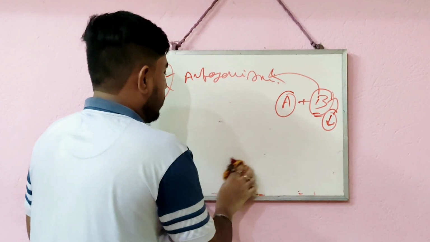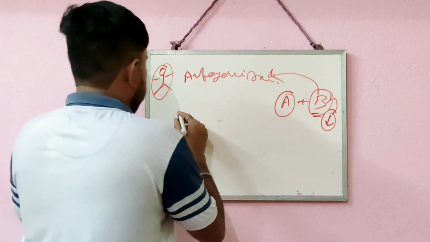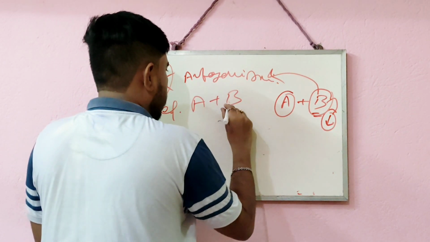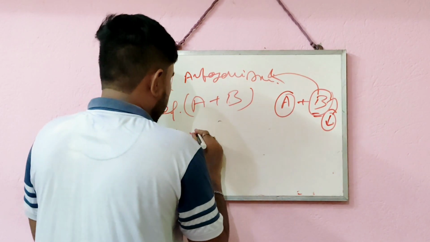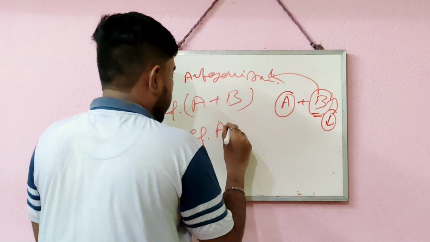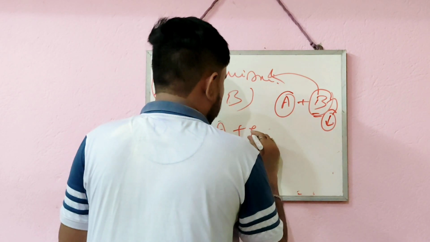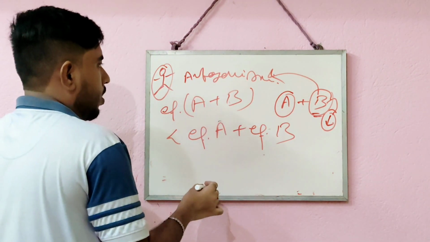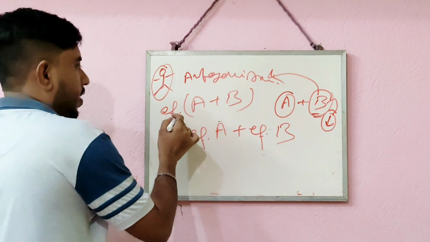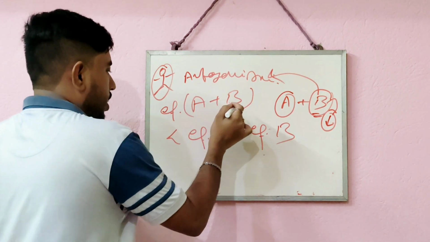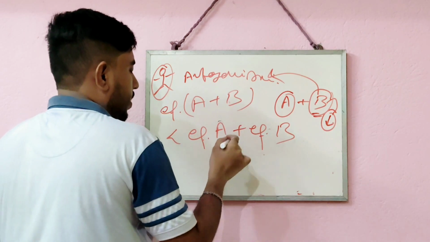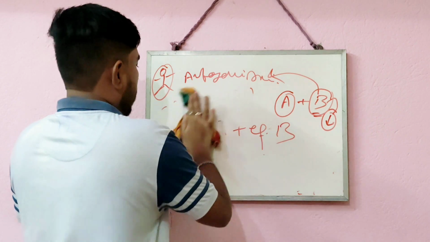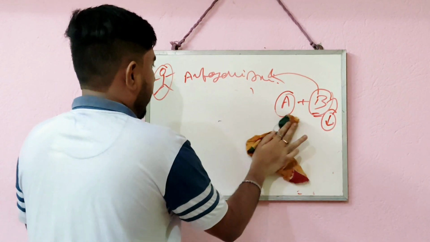So in antagonism, you just have to simply remember that the combined effect of drug A and B is less than the effect of individual action of drug A plus the effect of individual action of drug B. That is the normal equation in case of antagonism: effect of A plus B combination is less than effect of A plus effect of individual B. Now we move to the classification of different types of antagonism.